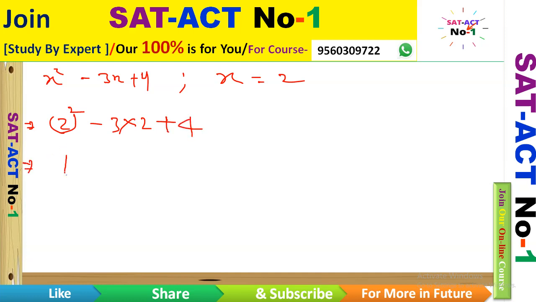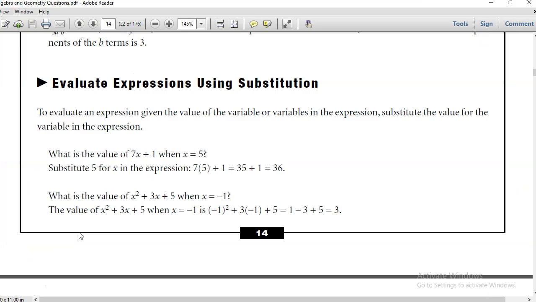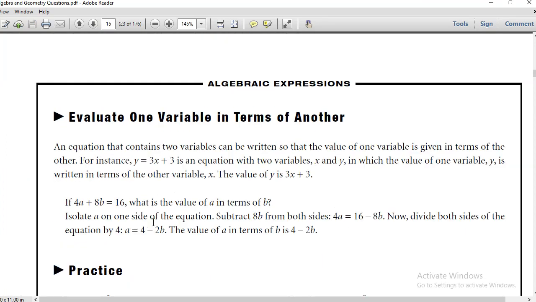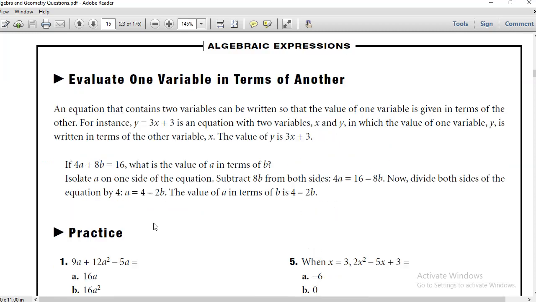So 2 square becomes 4, 3 twos minus 6, and plus 4. Now it's simple, like addition, subtraction, simple integer sum. So 4 plus 4 becomes 8, 8 minus 6 becomes 2, and that's your answer. It's very simple, so you do not have to worry about this type of question. Now we have some practical problems.